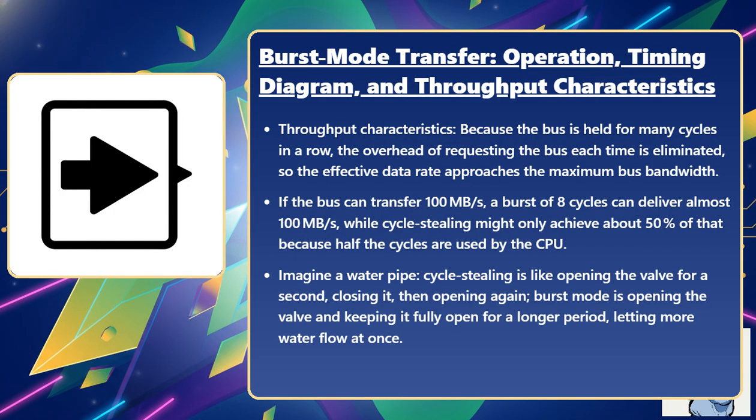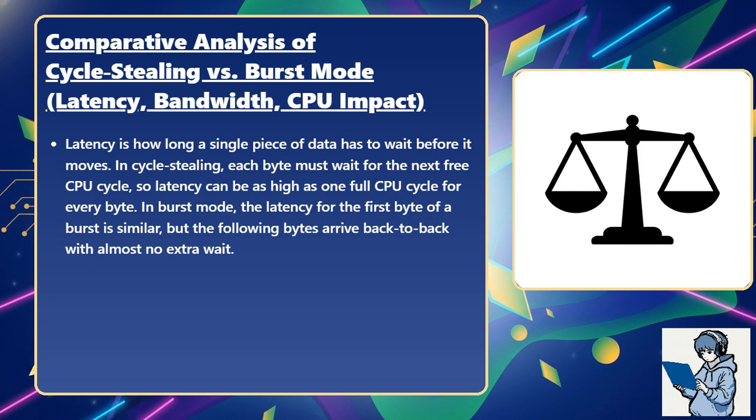Imagine a water pipe. Cycle stealing is like opening the valve for a second, closing it, then opening again. Burst mode is opening the valve and keeping it fully open for a longer period, letting more water flow at once. Latency is how long a single piece of data has to wait before it moves.